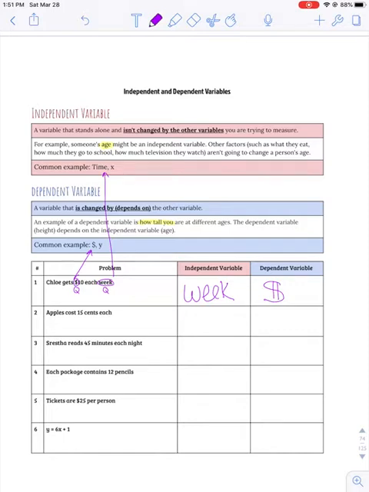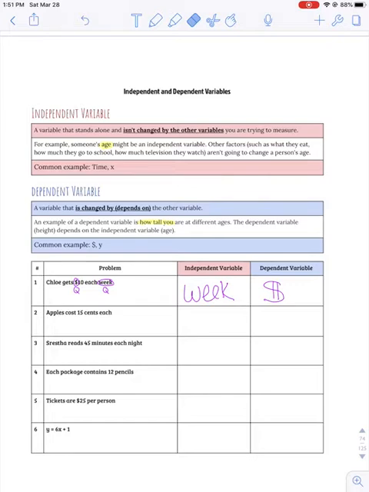So what that means is that for each week, that's the independent variable, it's in control, she is given $10. If we give her $20, it doesn't mean that 2 weeks have passed. We have no control over that. But for each week that passes, we can continue giving her $10. So the money depends on how many weeks have passed.